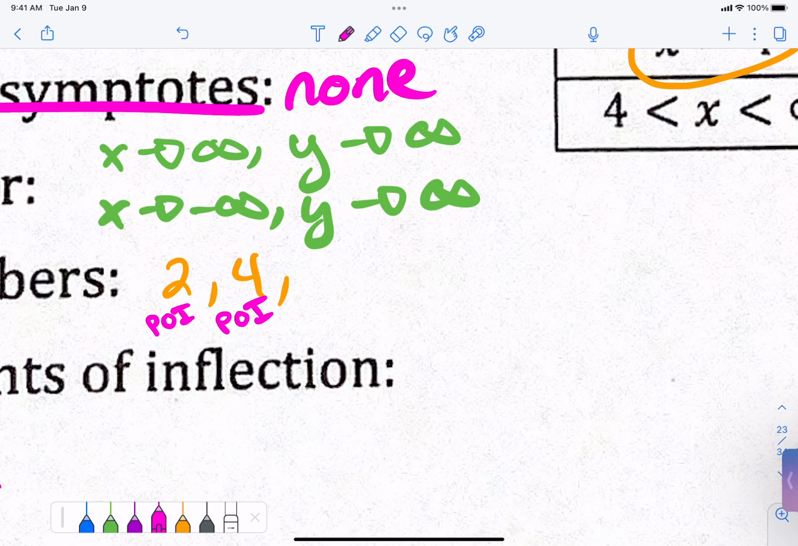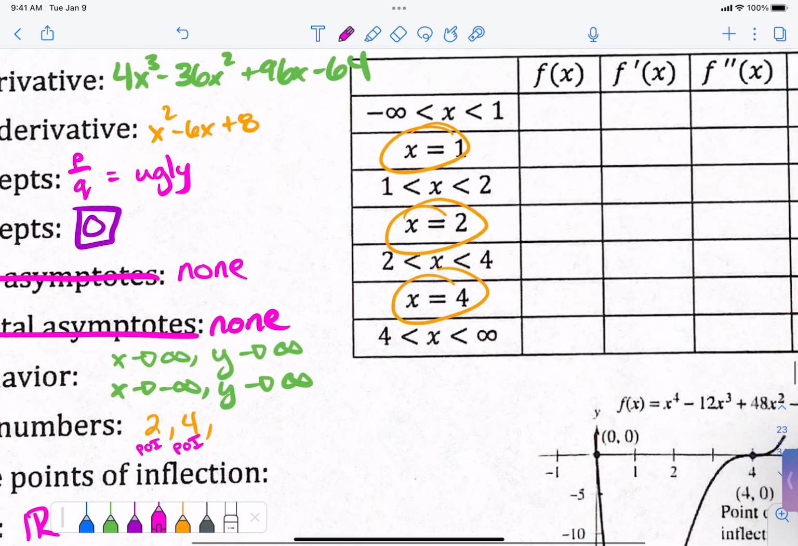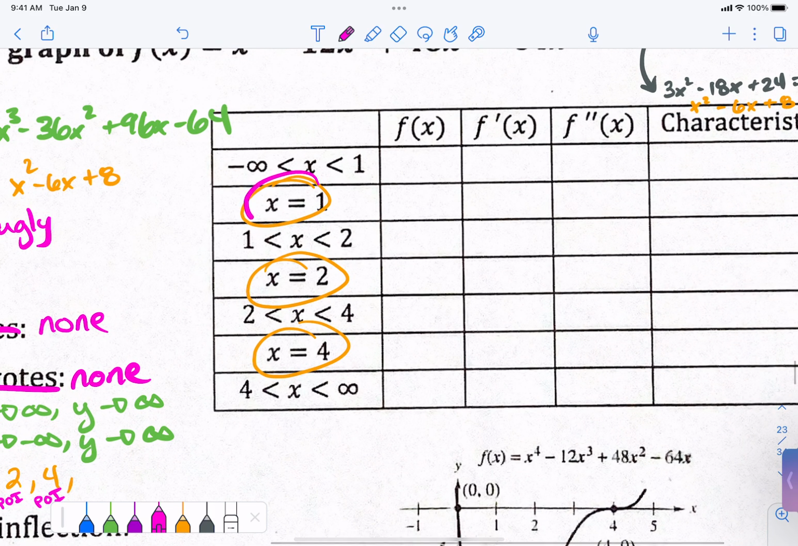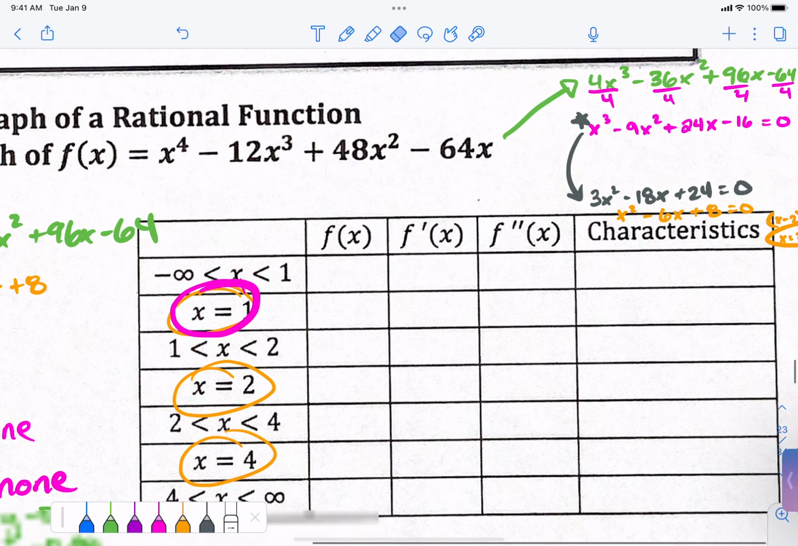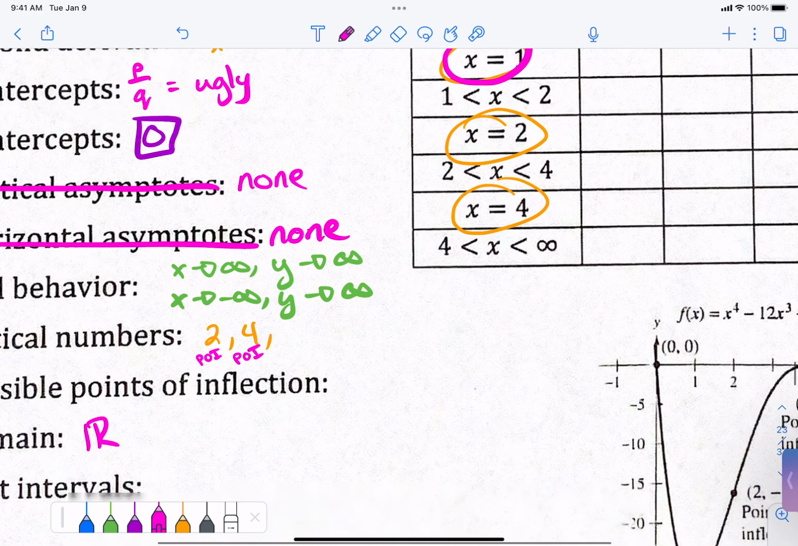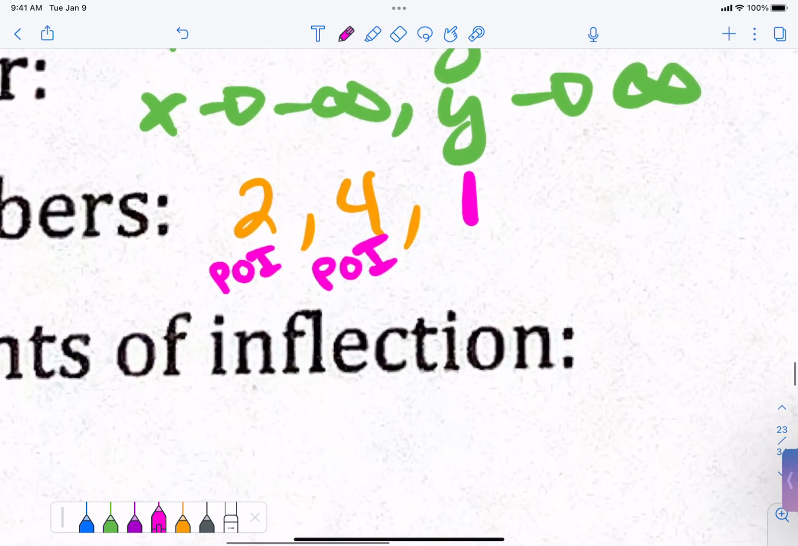Okay, alright, so we've got those. They also say on here, because I'm looking at my table, that x equals 1 is a critical number. Where did that one come from? From the first derivative. Should we cheat and see? So 1 is a critical number from the first derivative.